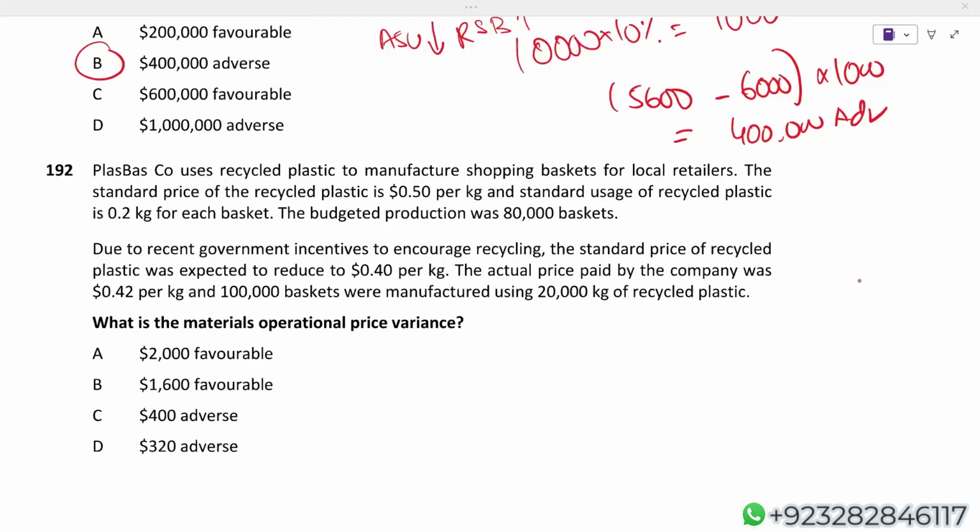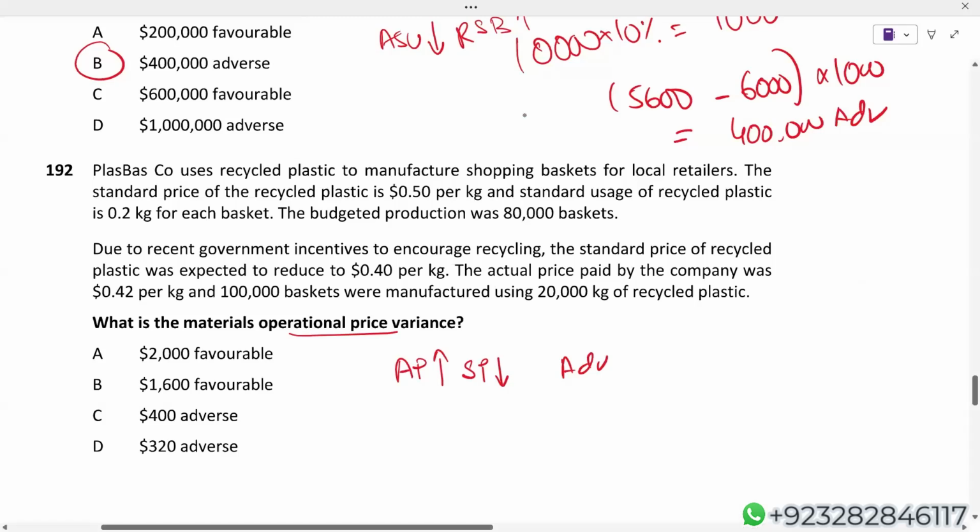What is the materials operational price variance? Simply material price variance. If you recall, if your actual material price is higher than the standard price, then the variance will be adverse. Otherwise, vice versa. And how do we actually calculate material price variance? We need actual quantity, actual price, and standard price. Let's see.